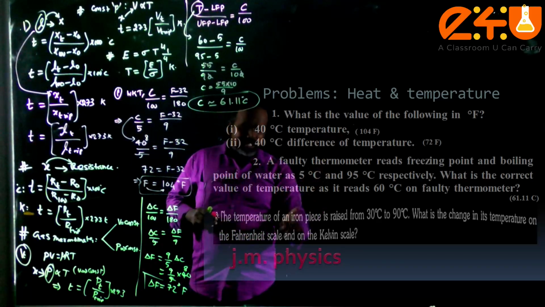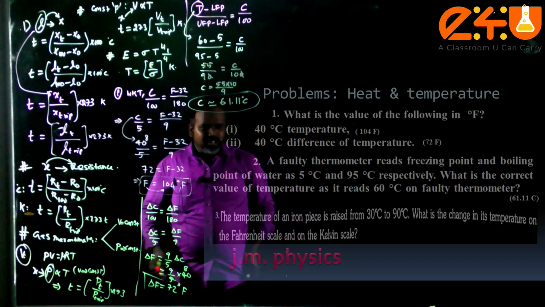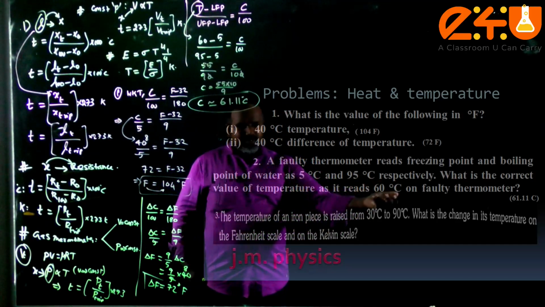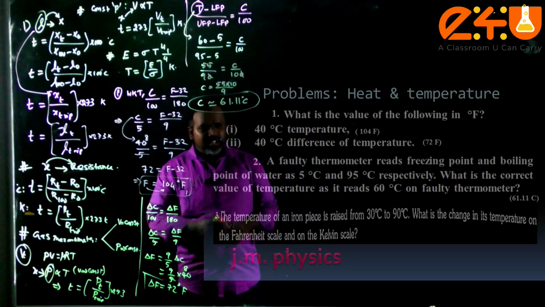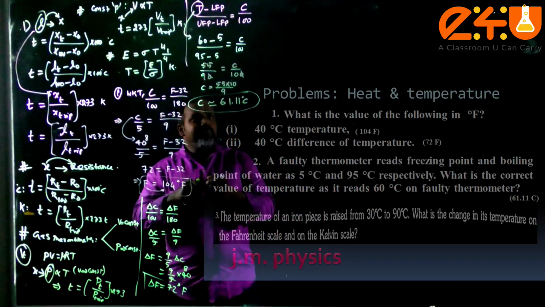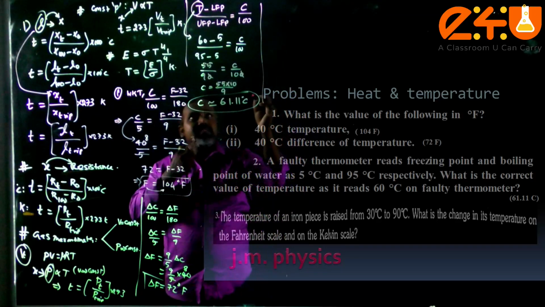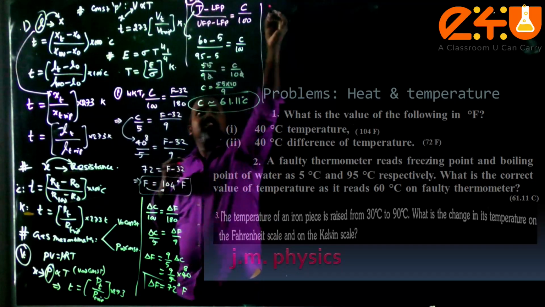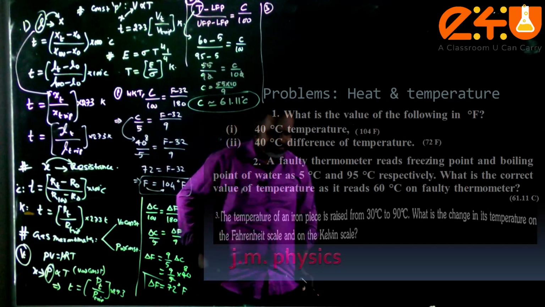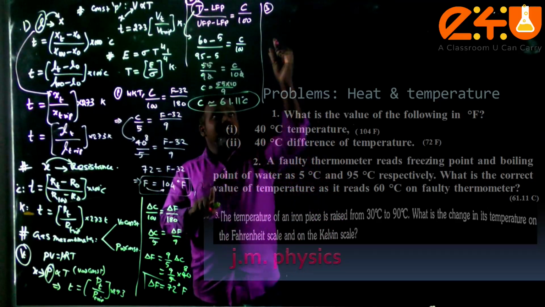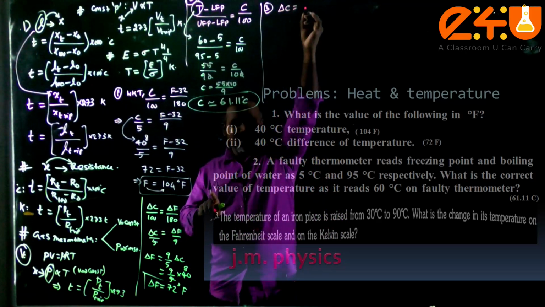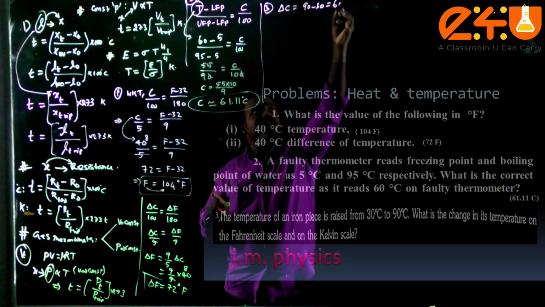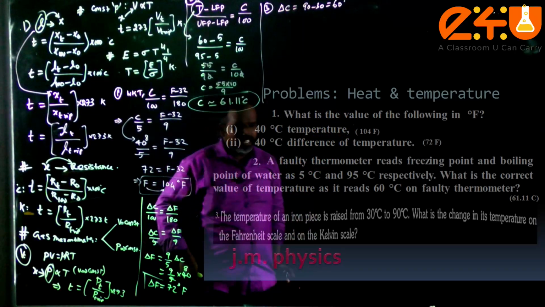In the same slide, you just see the third question. The temperature of an iron piece is raised from 30 to 90 degrees. What is the change in temperature on the Fahrenheit and Kelvin scales? This is question number 3, and this is question number 2. The change in temperature on the centigrade scale, delta C, is 90 minus 30, which is 60 degrees. So that is a 60 degree change in temperature on the centigrade scale.